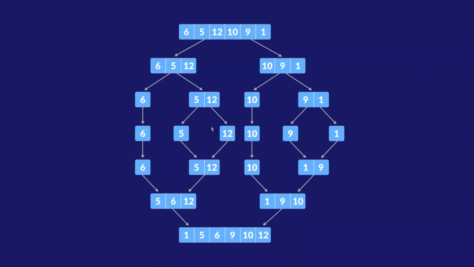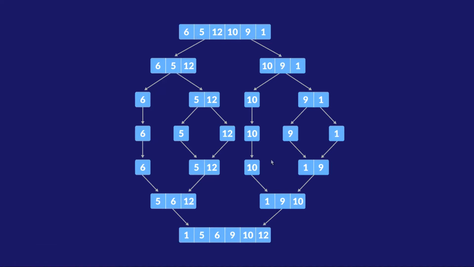So if you look at this left part in the fifth level, we have 6 as one group, 5 and 12 as another group. Now 6 is an individual element, so it's already sorted. 5 and 12 are also already sorted. How do we combine these both? So we use the merge algorithm here, which we'll talk about in a few minutes. And when you merge these both, you get 5, 6 and 12.